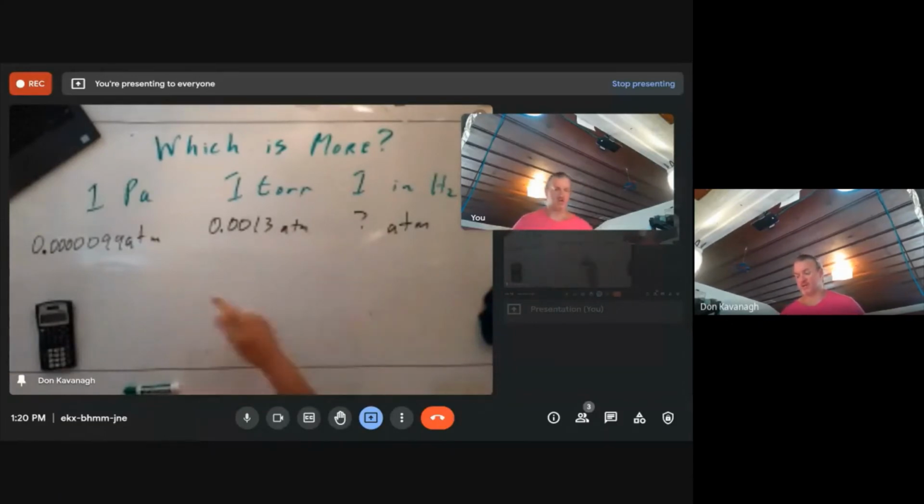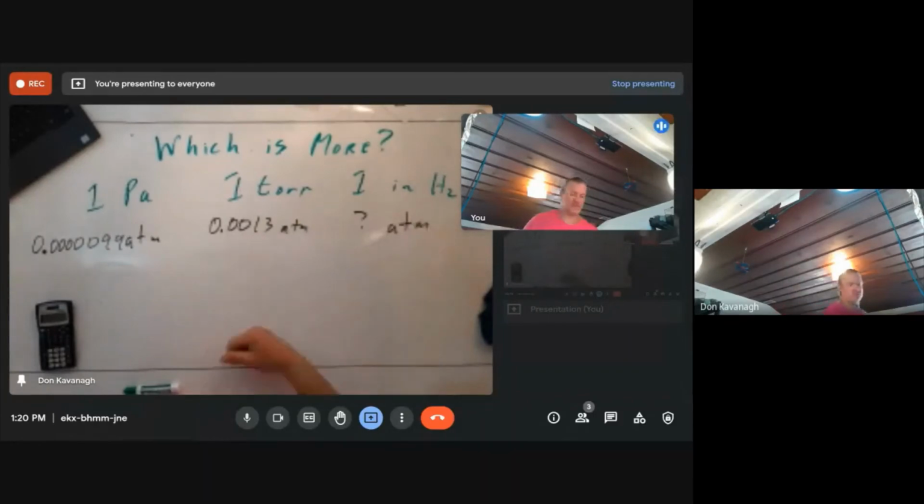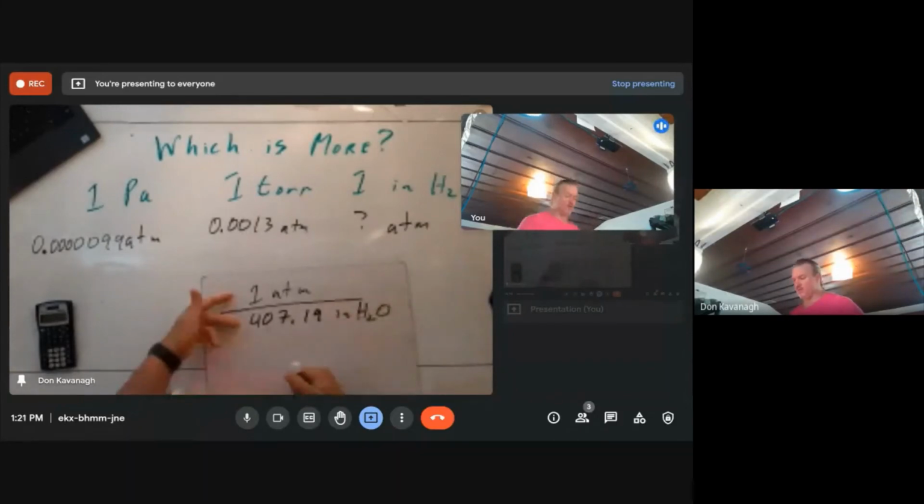1 torr, it's a bigger change still. I still don't think you'd notice it in your breath. You'd have to have a much larger than 1 torr change to be able to noticeably breathe differently. Finally, let's get 1 inch of water. How many ATMs is that? The conversion of ATMs to inches: for 1 ATM, there are 407.19 inches of H2O. This is the format we're going to need because, again, it has the unit we want in the numerator, ATM.